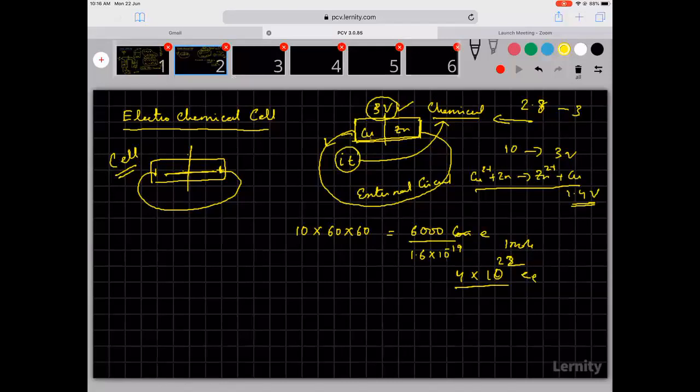Now, what do we want from a battery? We have to understand that in a battery, charge moves. When charge moves in a battery, every battery will have some internal resistance.